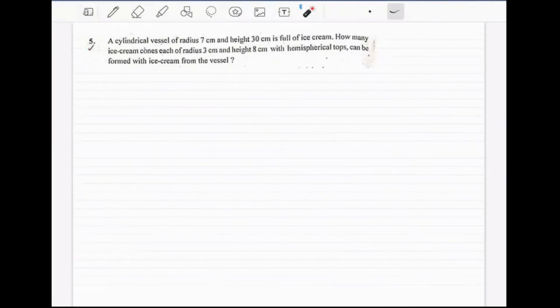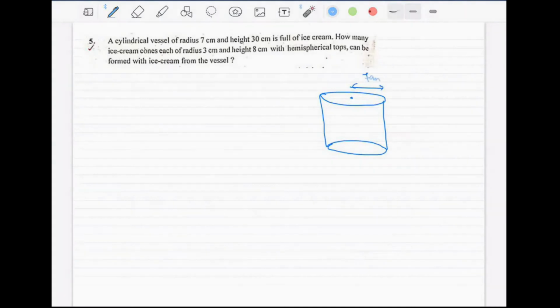Okay, so this is a little long, question number 5. So important thing is to draw the figure first. You have to have it in your understanding what the question is saying first. It says a cylindrical vessel of radius 7 centimeter. We have got a cylindrical vessel. Oh, let's draw it first. A cylindrical vessel. This is a radius 7 centimeter and height 30 centimeter. Okay, let's make the height as 30 centimeter.